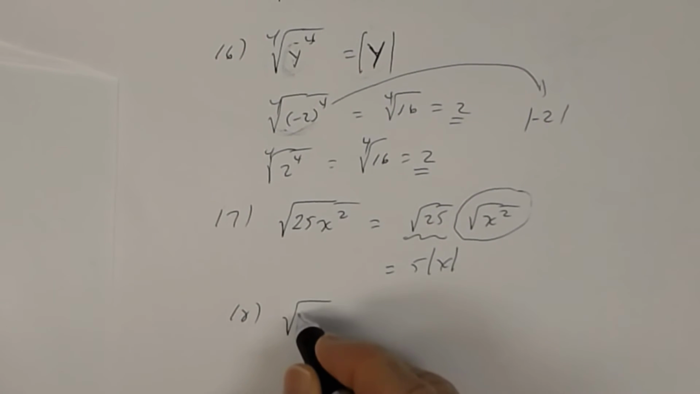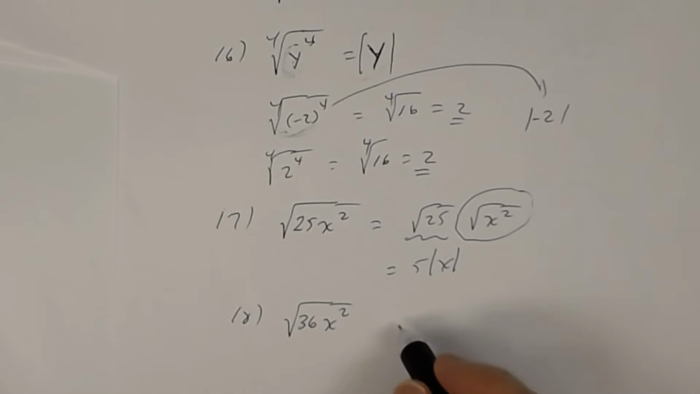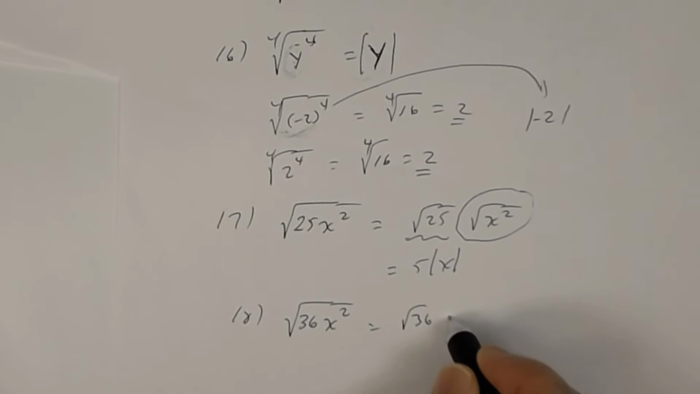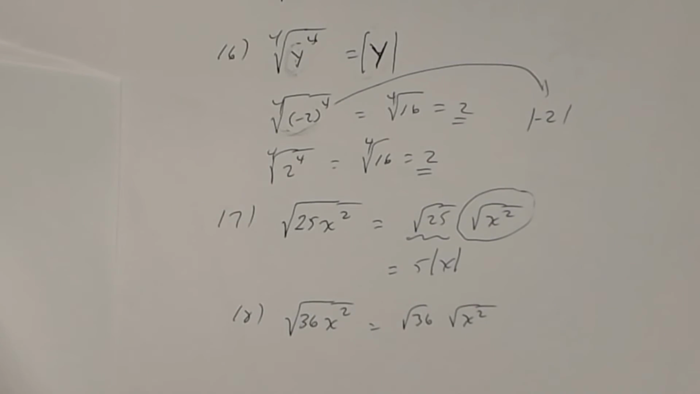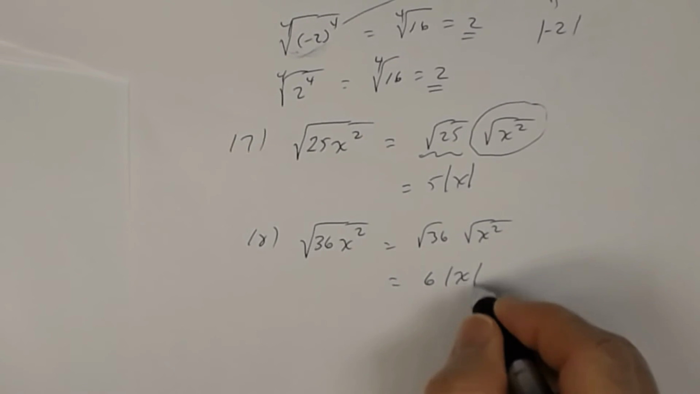18, suppose you had the square root of 36x squared. What do you think that is? Well, the square root of 36 times the square root of x squared. And so this would be 6 absolute value of x.